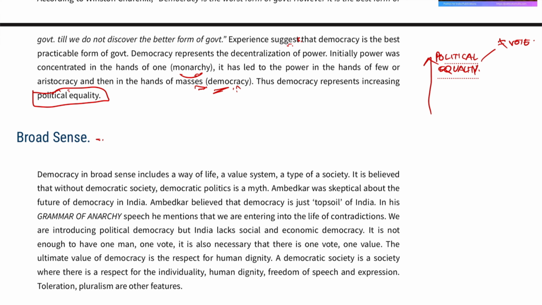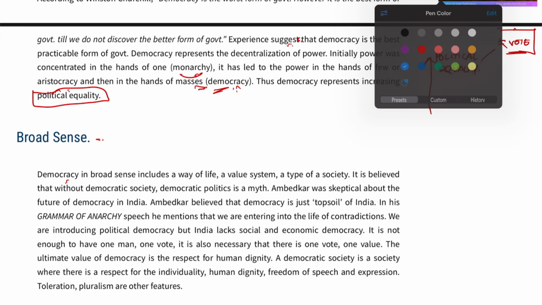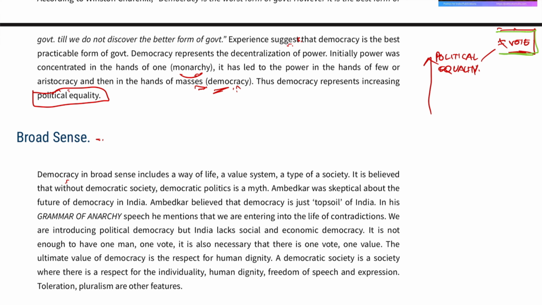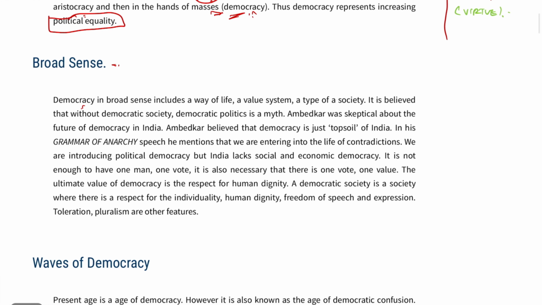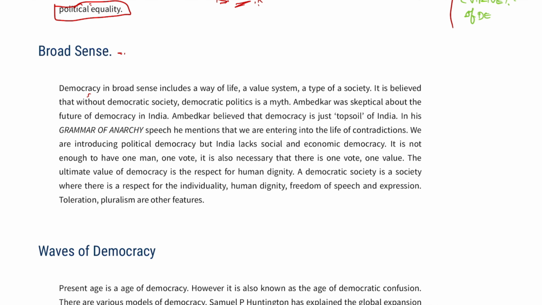Broad sense, democracy. So in the narrow sense, I would say I am coming to this conclusion that perhaps there needs to be an expansion in understanding of what is democracy. In the narrow sense, it's just a form of government where political equality is the highest virtue of that government. In the broad sense, virtue of democracy.